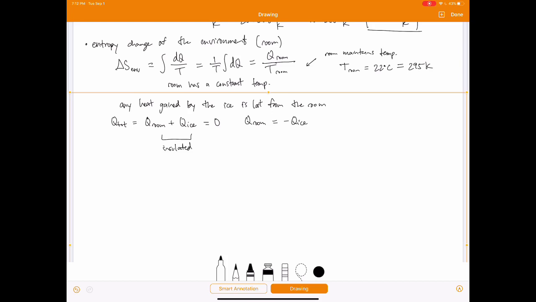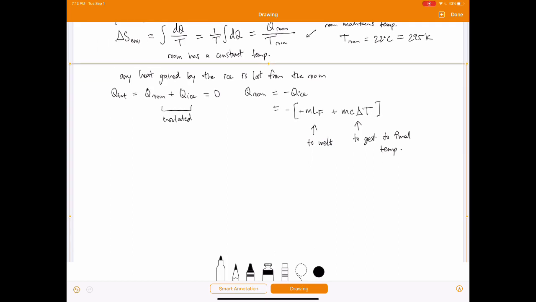So what is Q ice? Well, we can figure it out. We have the minus sign up front, of course. So the ice, again, has to gain M times L_F to melt. Okay, it has to take in that latent heat. And then an additional M C delta T to get to the final temperature. So that's what we would need to calculate to get Q room.